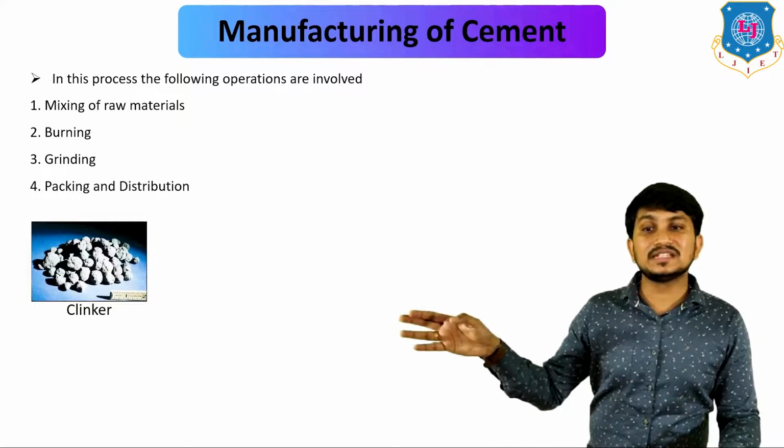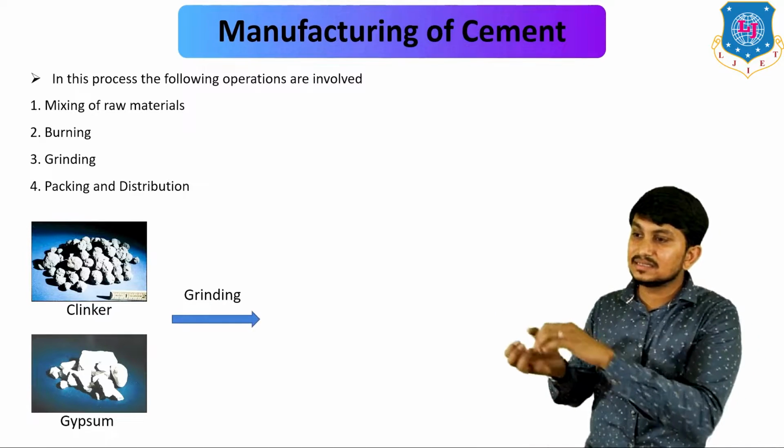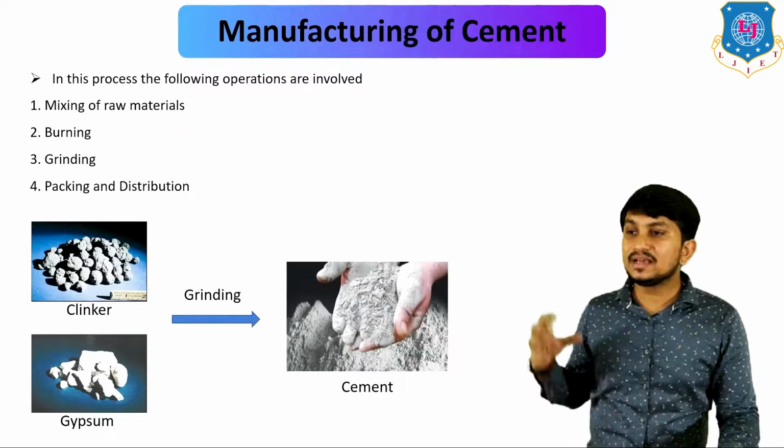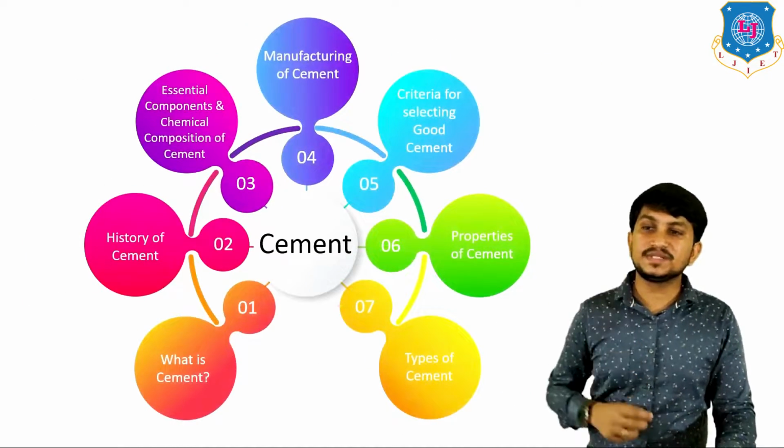Here, the clinker looks like this, and gypsum looks like this. By grinding these two, we make the cement. That's all about the manufacturing of cement.